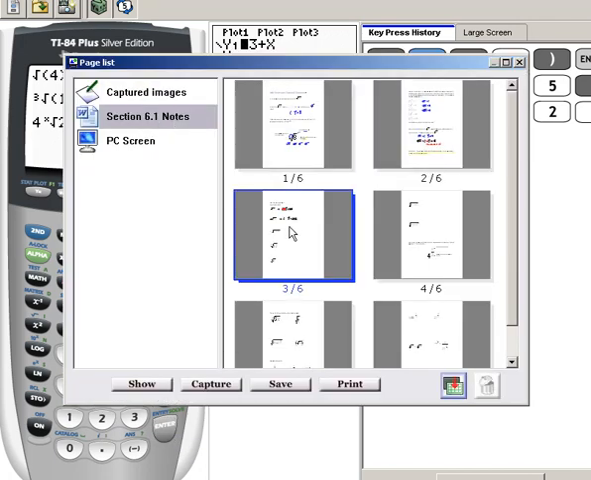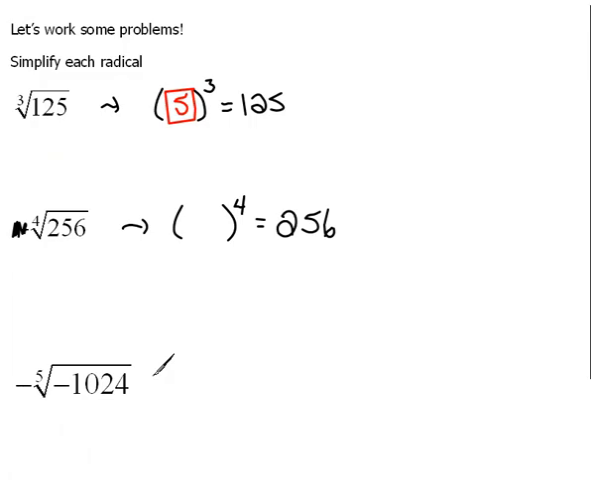So going back to the paper here, what we've found out now is that the fourth root of 256 is 4. But that wasn't all, was it? We ignored that negative on the outside. Now we have to bring it down because this literally says the opposite of this. So the opposite of 4 would be negative 4. And we'll practice with some more in the next video.